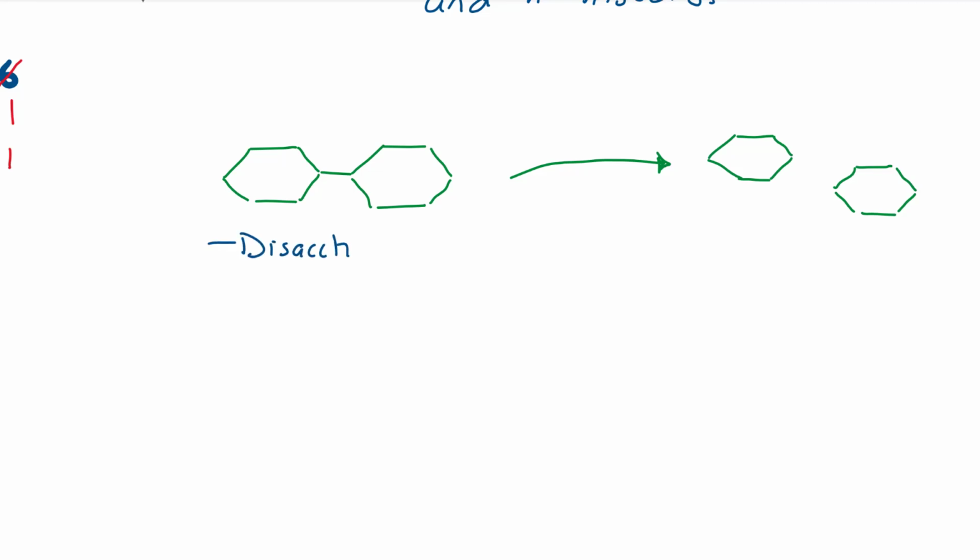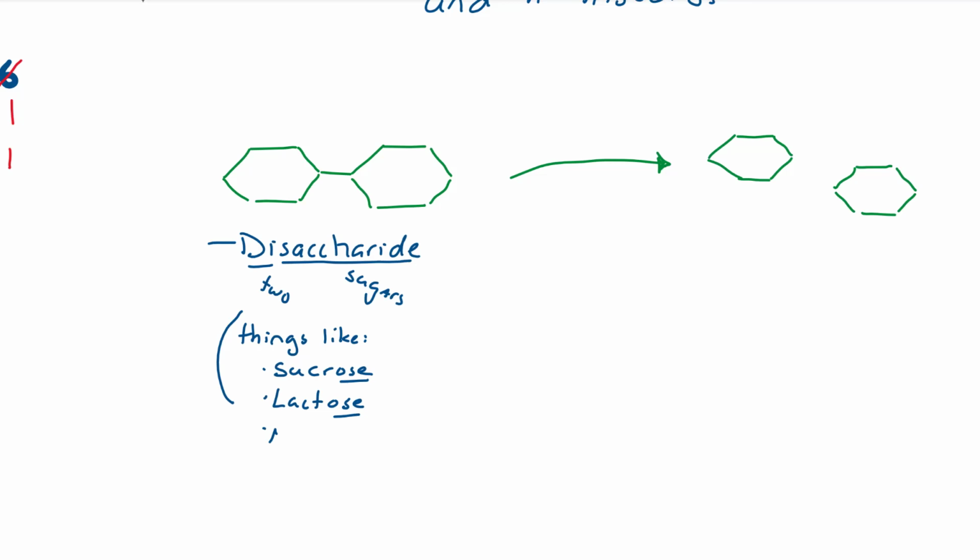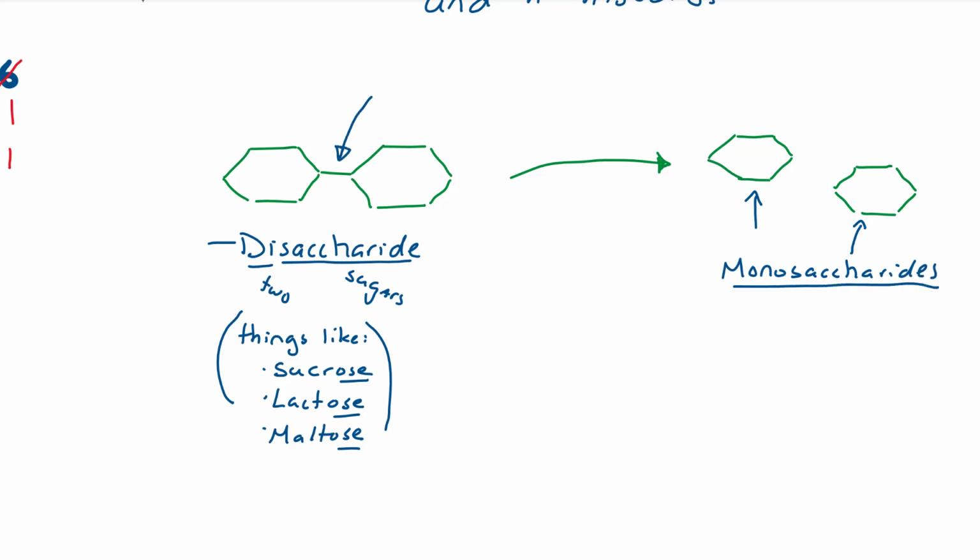We're starting off on the left with a disaccharide, two sugars together. And these are things like sucrose, table sugar is the most common one, lactose found in milk, and maltose. And these disaccharides are broken down into monosaccharides. How? What must you add to break that bond? You must add water. This process of adding water to break things down is called hydrolysis.